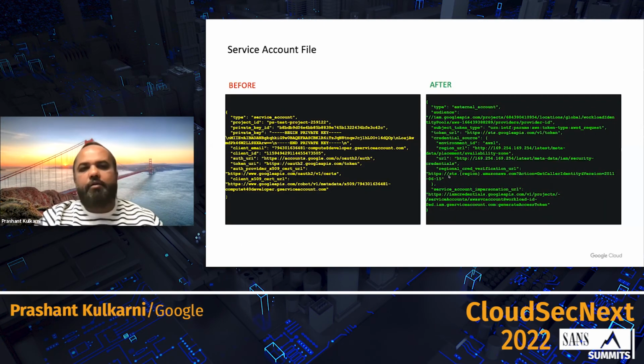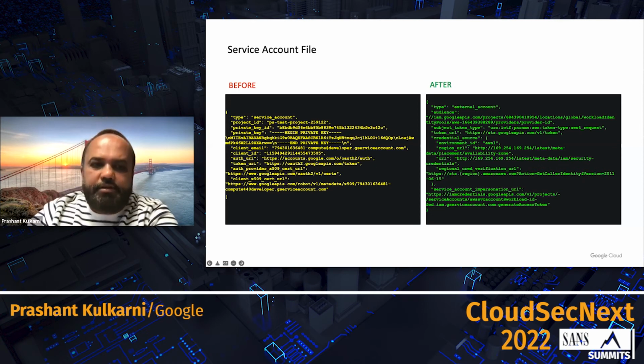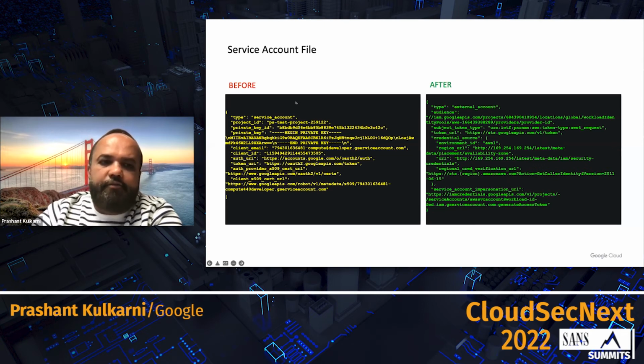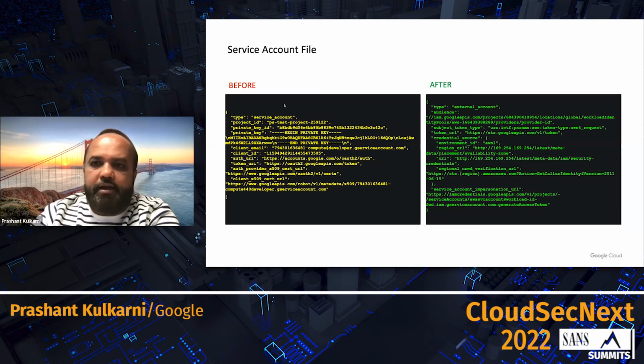Right. So how does it look? This is before and after. So this is a service account file. Workload Identity Federation also generates a JSON file similar to what you have seen previously with a service account key. On the left side, before, that is the legacy service account file, or the key file that you get when you generate a key and download it from Google Cloud.